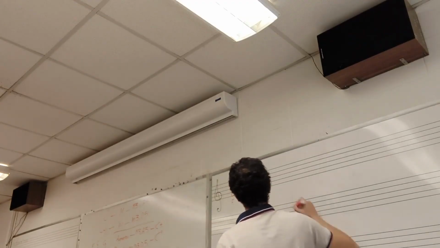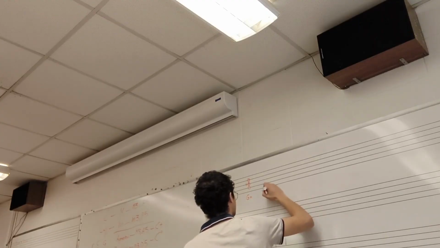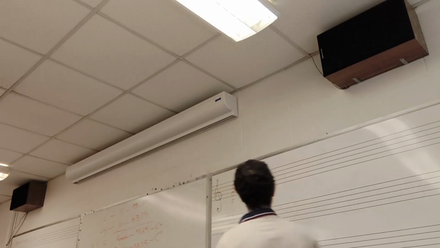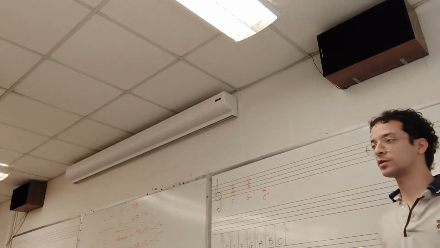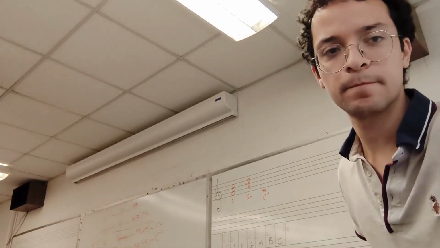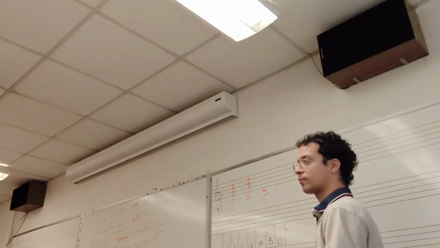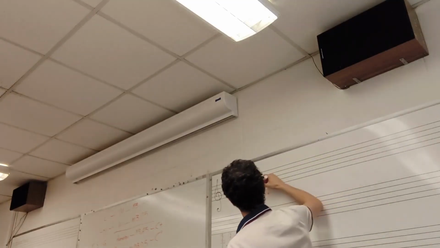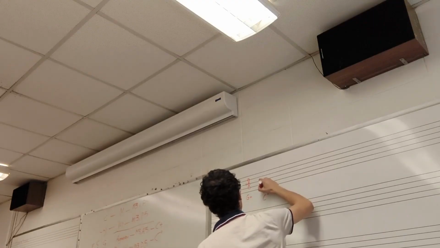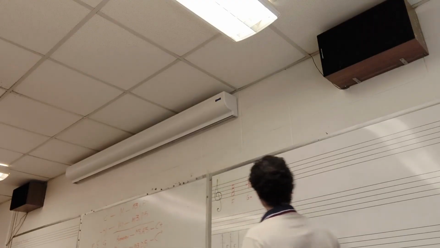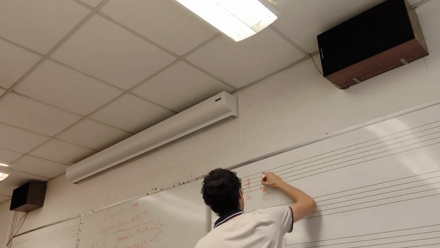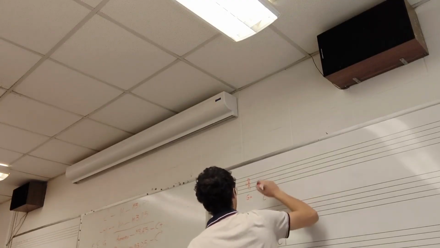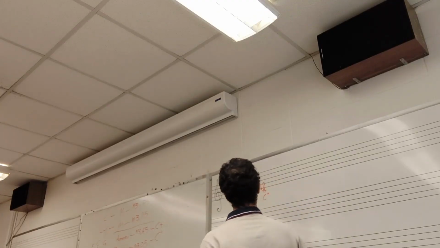Let's say I say C. Let's do diminished. What do I do for C diminished? E flat. Nice. G flat. Exactly. I'm sorry, I'm not great at writing stuff in order.